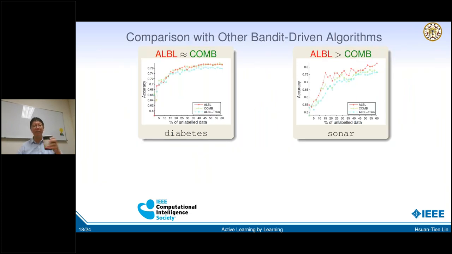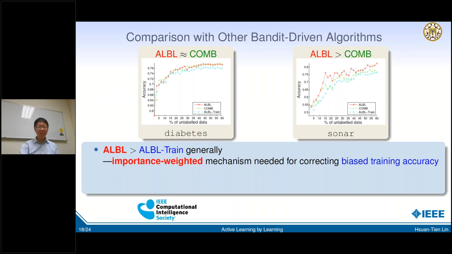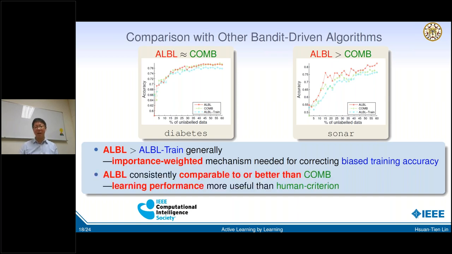Now, if we compare active learning by learning with the comp algorithm, we see that there are three different curves here. There's active learning by learning, that's red. There is comp, that's green. And there's another one in blue, we'll show later. Let's first check comp, the green one. The red one in the first data set is similar to the comp algorithm. In the second data set, it's significantly better than the comp algorithm. This shows that ALBL is consistently comparable to or better than comp, demonstrating that using the learning performance is more useful than the human criterion performance.